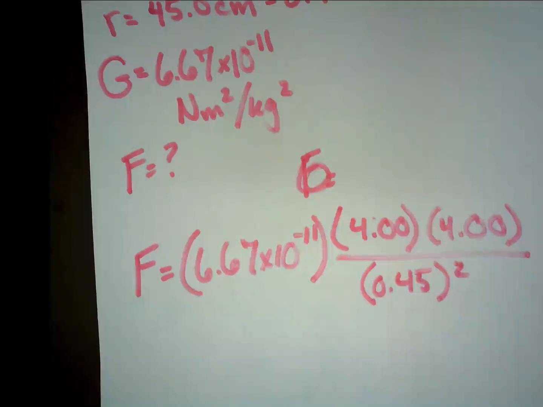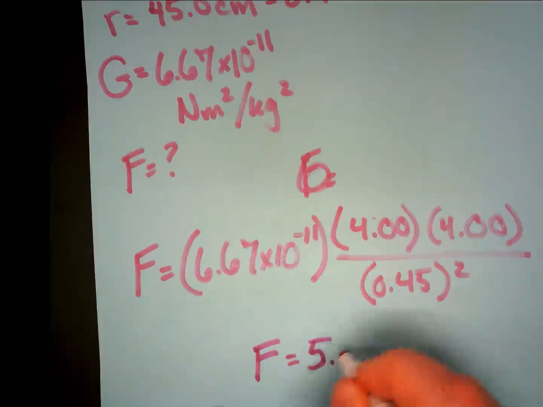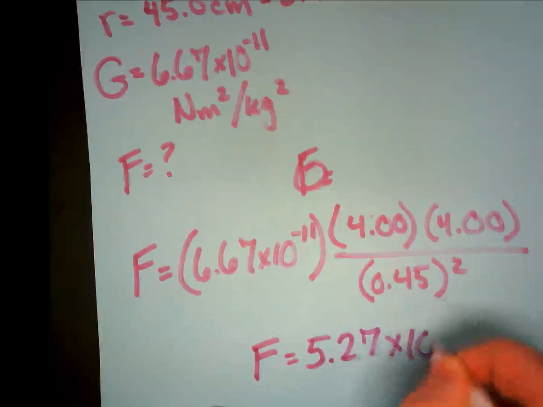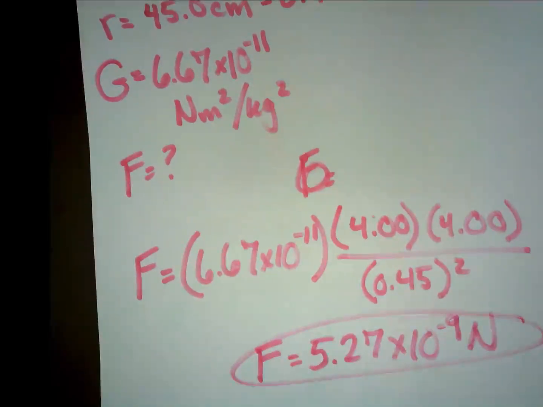And then once that's all said and done, my answer is going to be F is equal to 5.27 times 10 to the negative 9th power newtons worth of force between those two little shot puts. Okay. Nice. So there's our answer for check your understanding number 2.